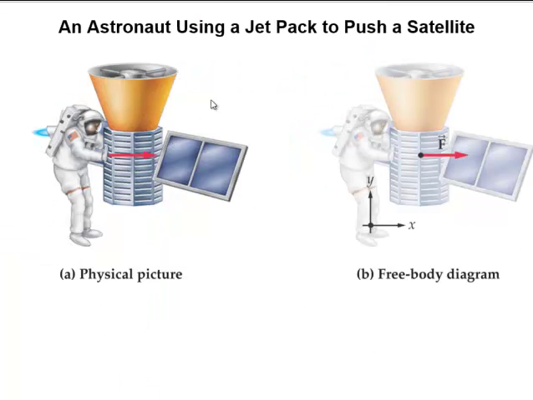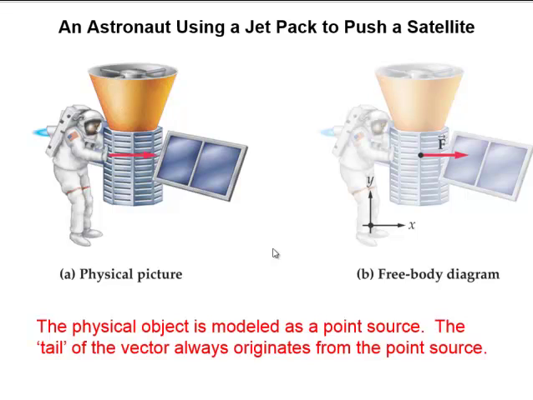So here we've got an astronaut using a jetpack to push a satellite. The physical picture shows the action, and we can see the force being applied by the astronaut. Now the free body diagram of the satellite will just show a force, as modelled from a point, and the tail of the vector always originates from that point source. So that's an important feature. From the point source the forces are moving in that direction. So that's the one force acting on that satellite.